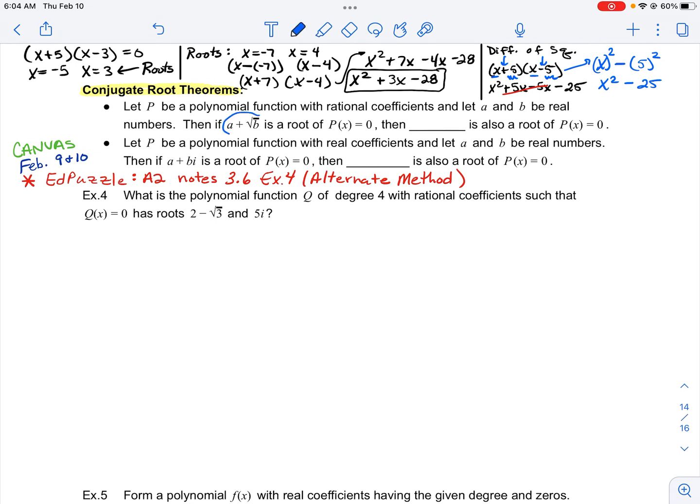So for this, if you have a plus bi, you're automatically going to have a minus the square root of b in this case. That one was a plus the square root of b, so we'll also have a minus the square root of b. And then in our second group right here, if you have a plus bi, then you'll automatically have a minus bi.